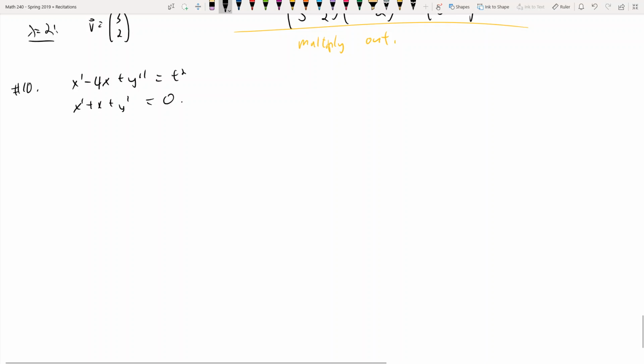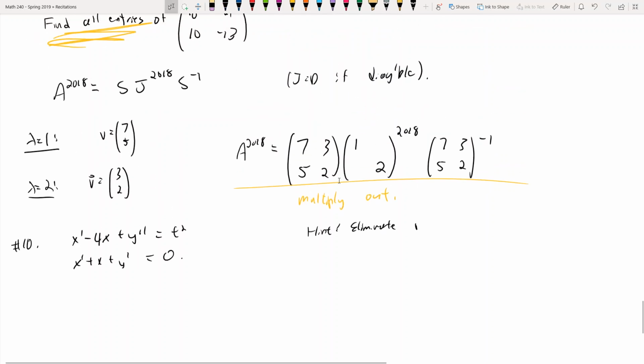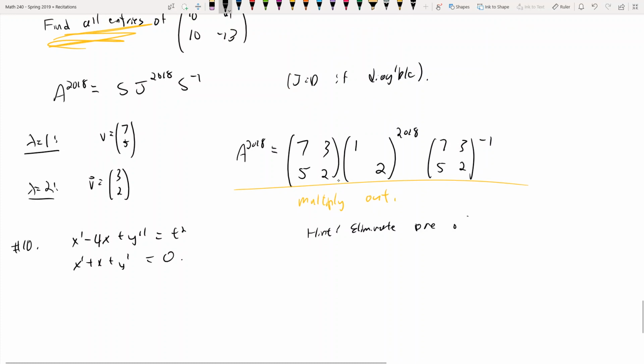So I'm not going to solve it, but the hint was to eliminate one of the variables, x or y. And the variable you probably want to eliminate in this problem is y.